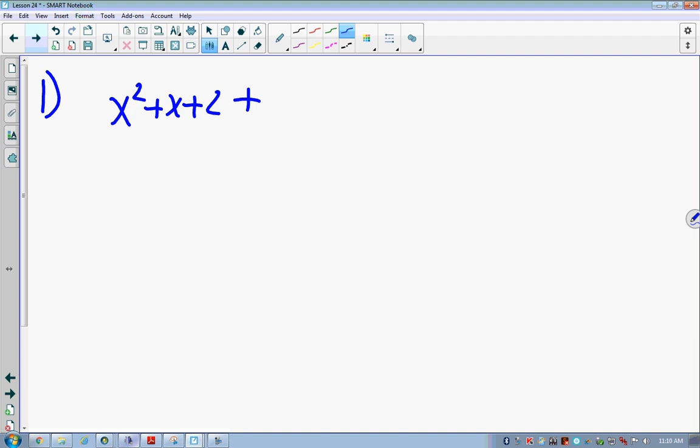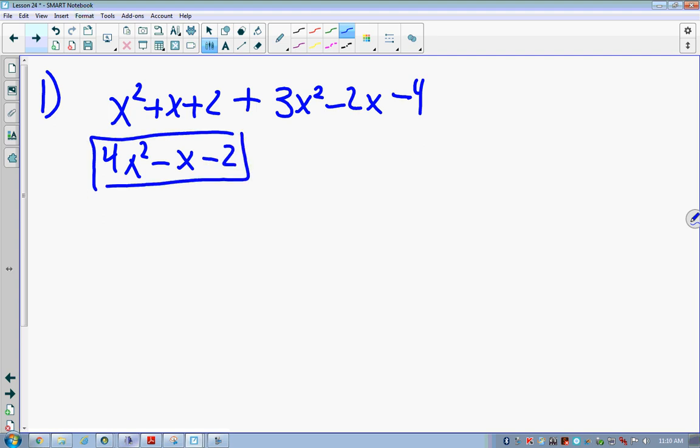I'm going to rewrite this. So I got 3x squared minus 2x minus 4. I want you to add those up, just algebraically. All right, so I'm getting 4x squared minus x minus 2, right? So that's the answer for the first part, correct?